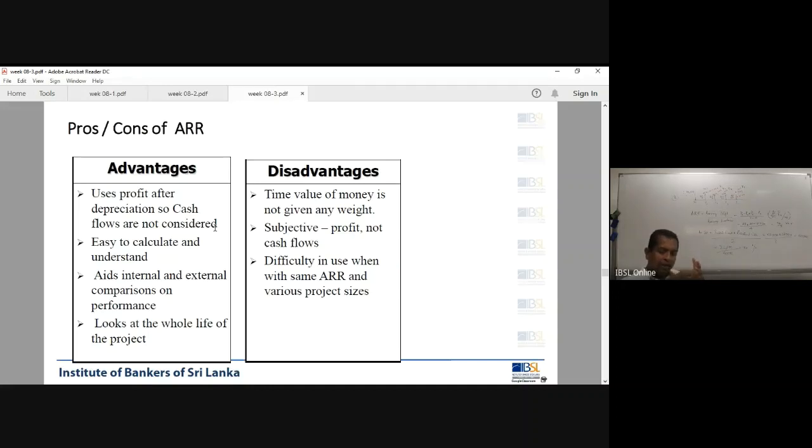And furthermore, when the project size is different, you can't use the same. One project is 5 years, another project is 10 years. Then you can't compare these two. One project investment requires 100,000, other project requires 120,000. Then you can't compare. So this project should be similar in nature, right?